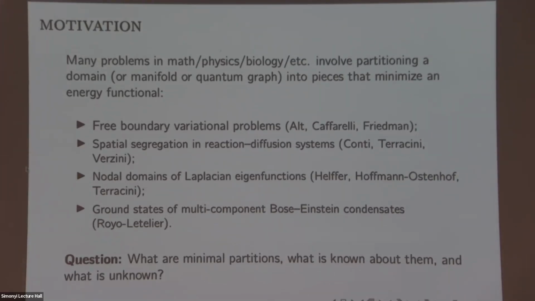I'll give a concrete example in a few slides when I actually define a minimal partition, but these are some historical examples. So this idea first arose, as far as I know, in the study of two-phase free boundary problems by Alt, Caffarelli, and Friedman, reaction diffusion systems in the strong competition limit where you have multiple species competing for physical space. In certain limits, you see this segregation where they tend to localize or cluster in disjoint regions.